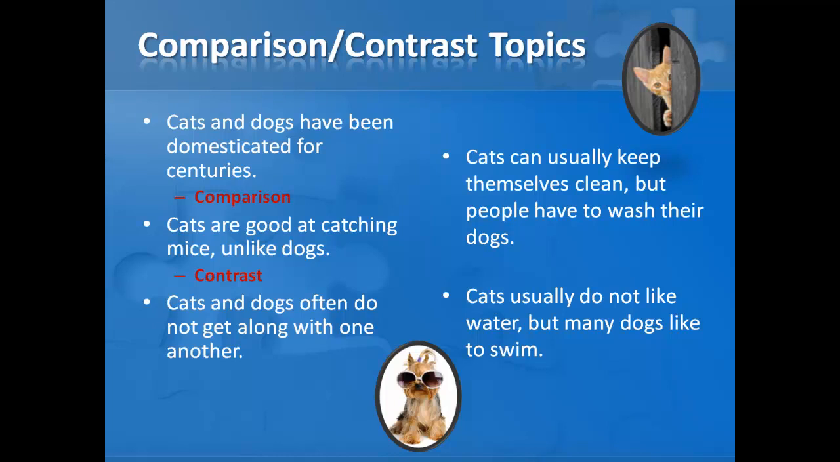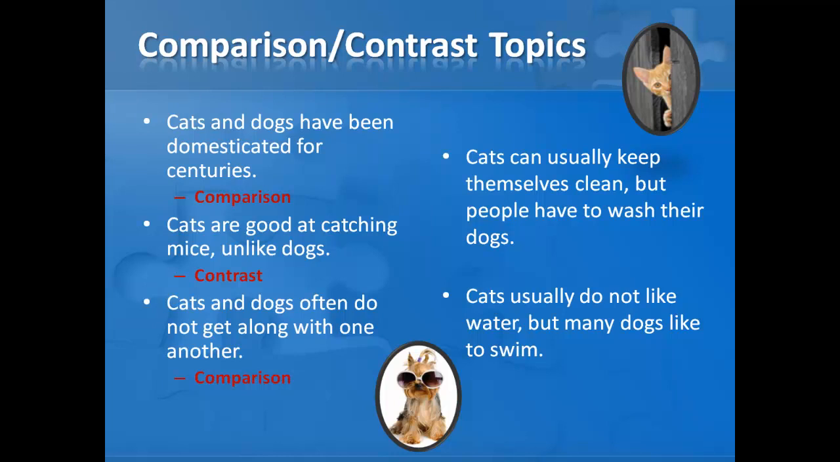Let's look at the third bullet. Cats and dogs often do not get along with one another. Would this be a comparison or contrast statement? If you said comparison, you are correct. Cats and dogs, clue word and, both do not get along with each other. That's something they have in common, right? So that would be a point of comparison, or finding the similarities between two different objects.